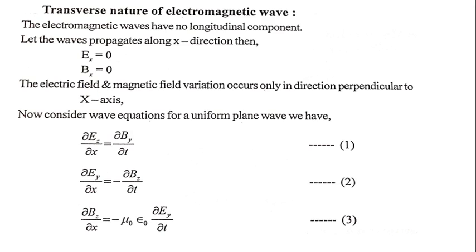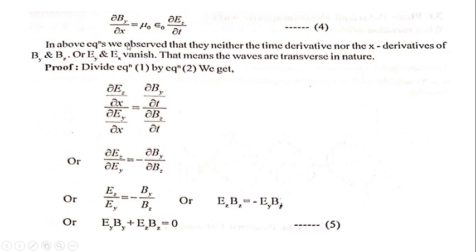Now consider the wave equation for a uniform plane. We get delta Ez by delta x equal to delta By by delta t, and delta Ey by delta x equal to minus delta Bz by delta t, and delta Bz by delta x equal to minus mu 0 epsilon 0 delta Ey by delta t, and delta By by delta x equal to mu 0 epsilon 0 into delta Ez by delta t.